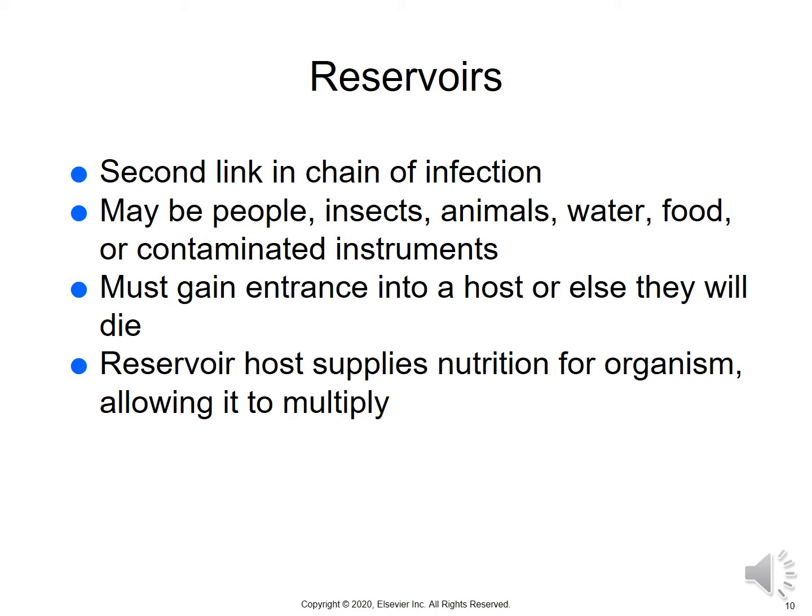As we said before, those are some of the infectious agents. Reservoirs are the second link of the chain of infection. Maybe people, insects, animals, water, food. The pathogen must gain entrance into the host or else it will die. The reservoir host supplies nutrition for the organism to help it to grow rapidly. The pathogen either causes infection in the host or, in the case of vector-borne diseases, exits the host in great enough numbers to cause disease in another host.